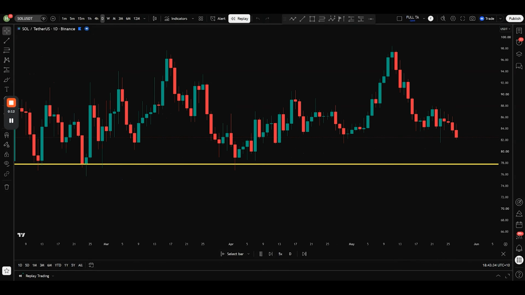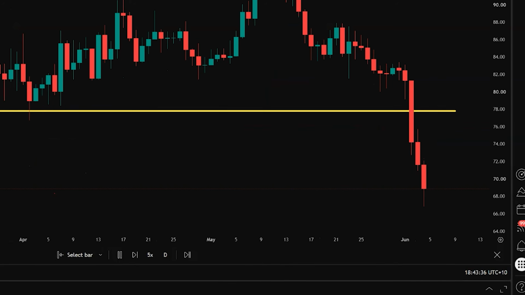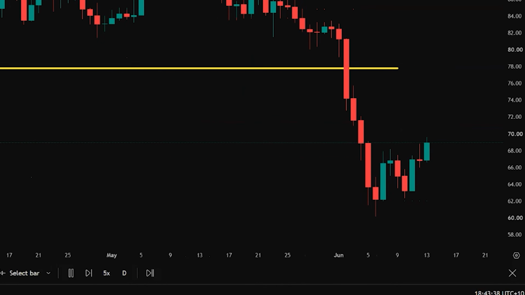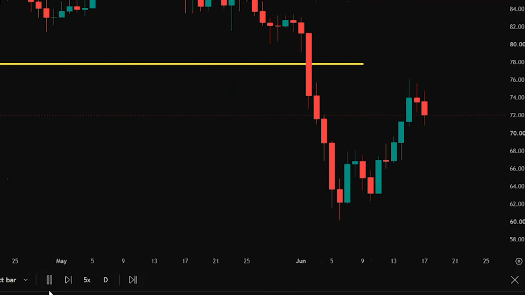So let's come back to the original question. Why do support zones fail? Most of the time, the zone itself was not the failure. The failure was in how it was identified, how the surrounding context was ignored, how the entry was executed as a single point instead of a process, and whether that invalidation was defined before the trade instead of during it.